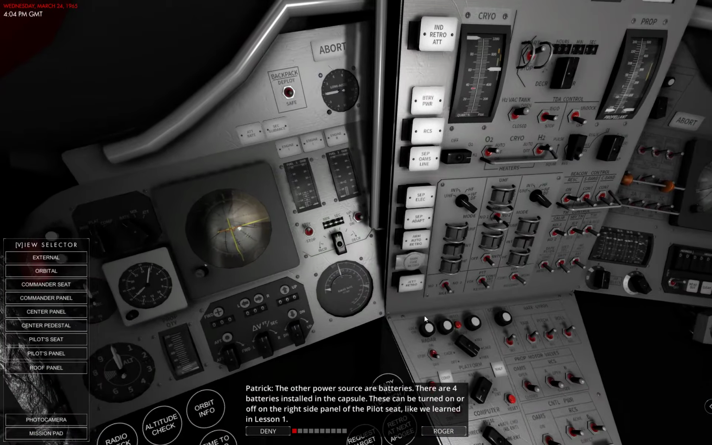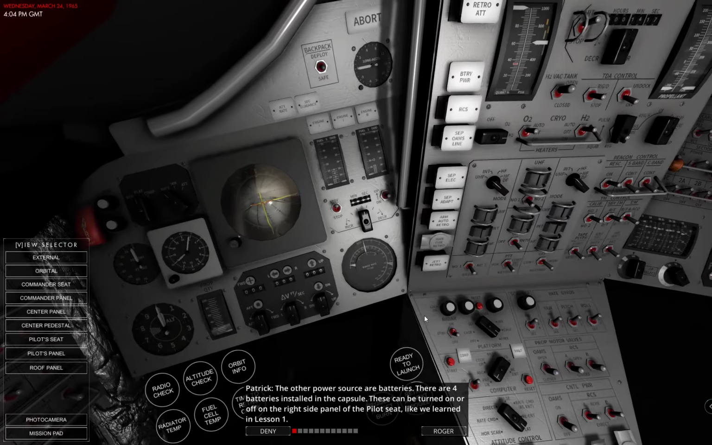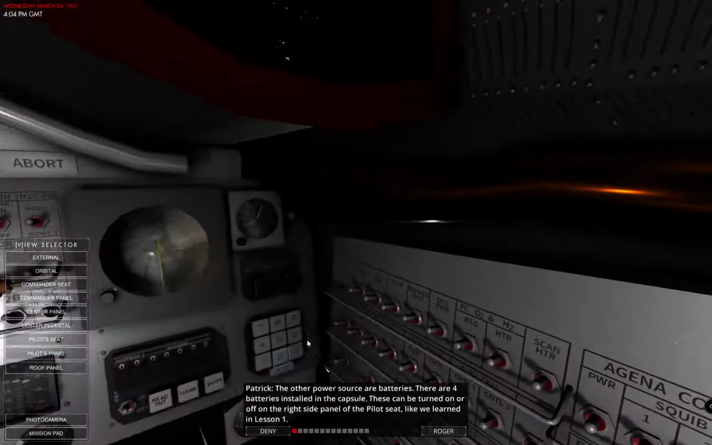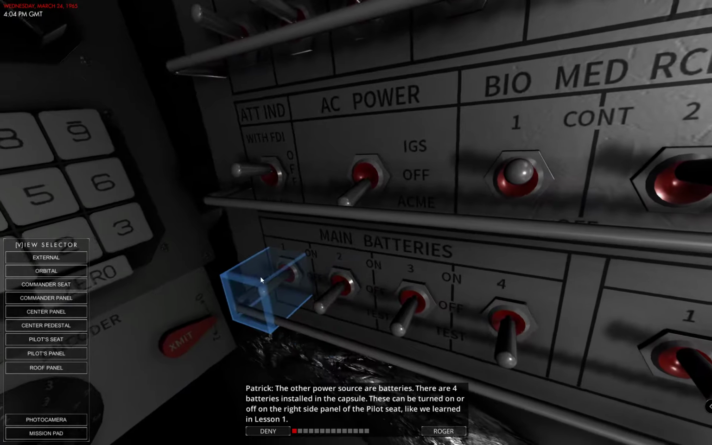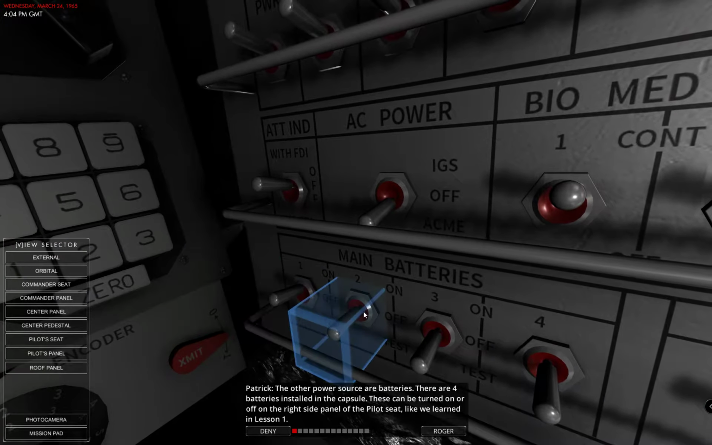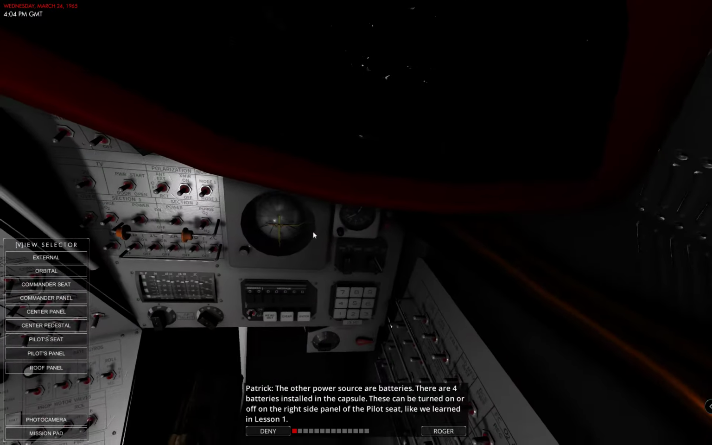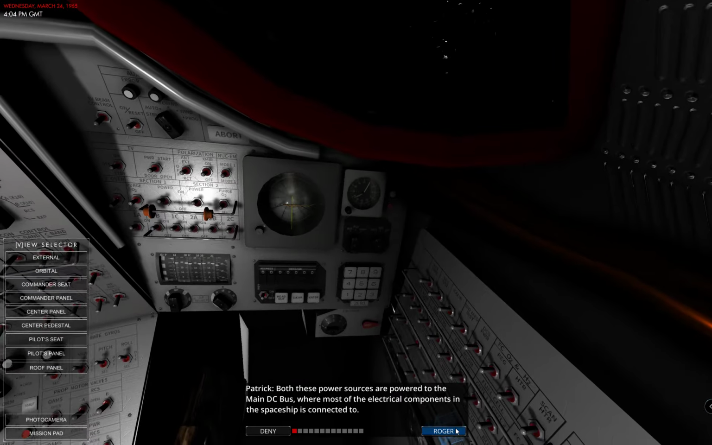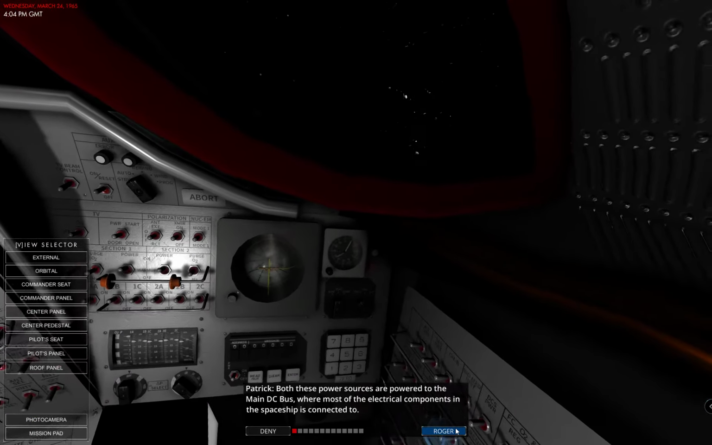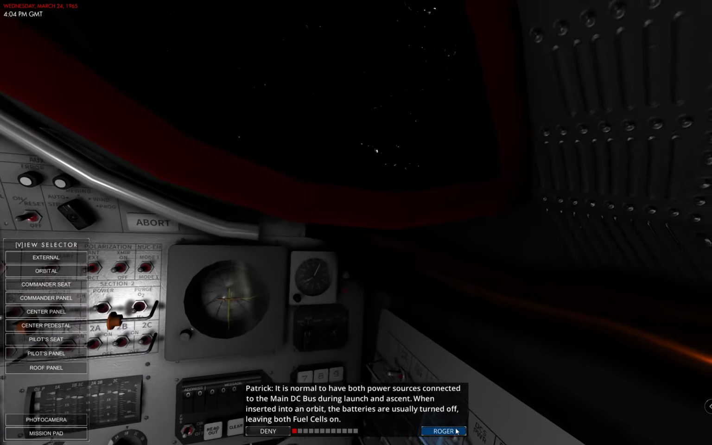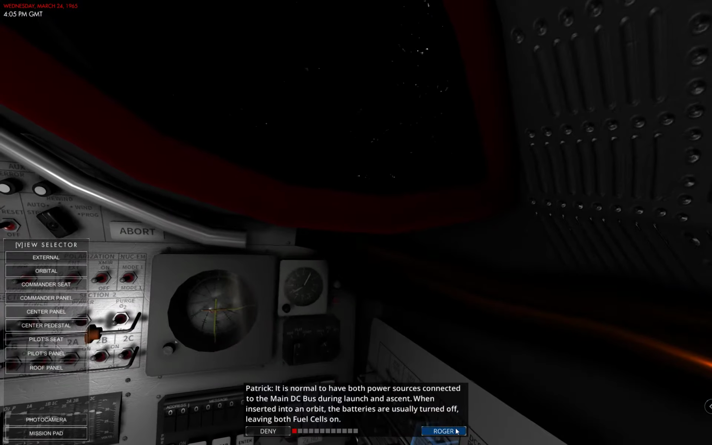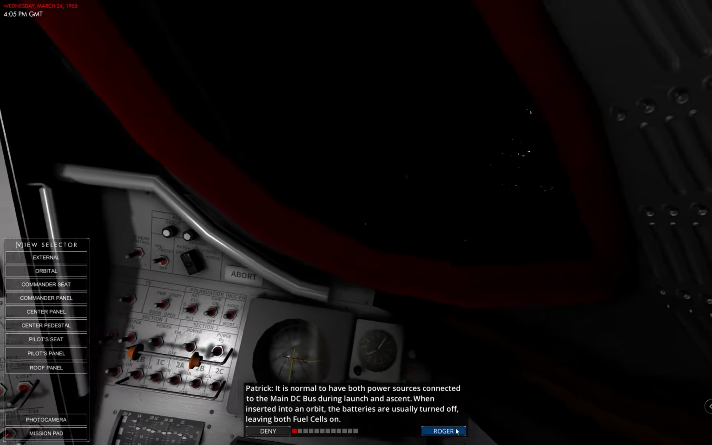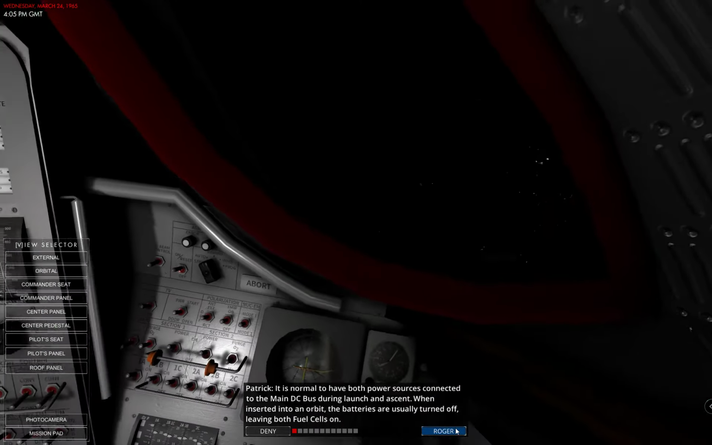The other power source is batteries. There are 4 batteries installed in the capsule. These can be turned on or off on the right side panel of the pilot seat, like we learned in lesson 1. So we have those down here. I'm actually going to turn all of those on now. Both these power sources are connected to the main DC bus, which most of the electrical components in the spaceship are connected to. It is normal to have both power sources connected to the main DC bus during launch and ascent. When inserted into an orbit, the batteries are usually turned off, leaving both fuel cells on. Okay, I guess I should turn them off again.